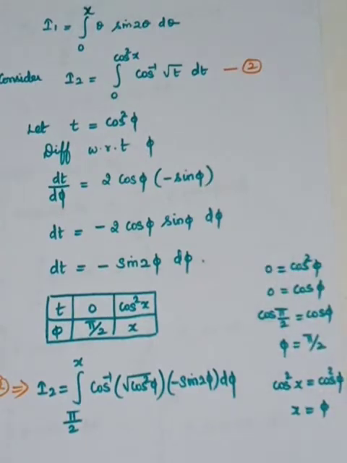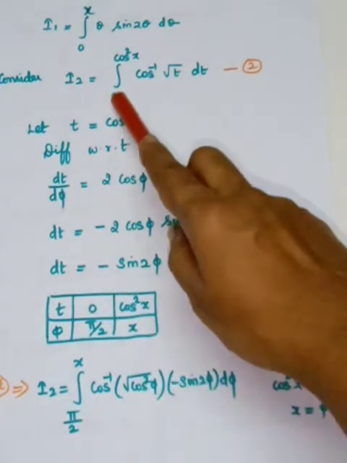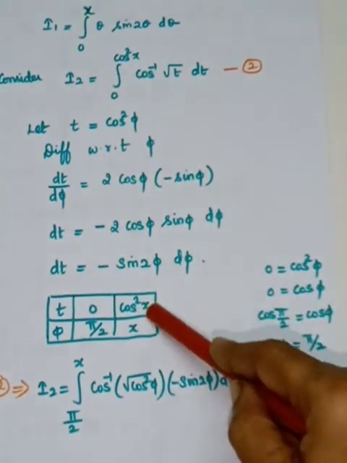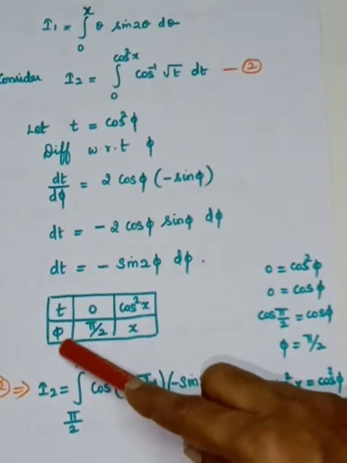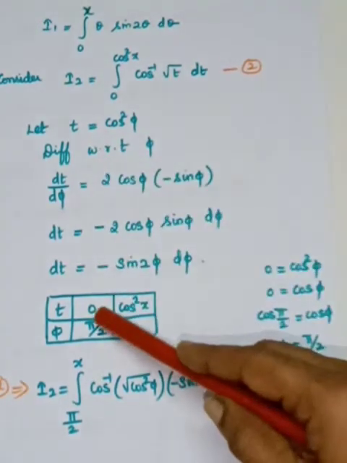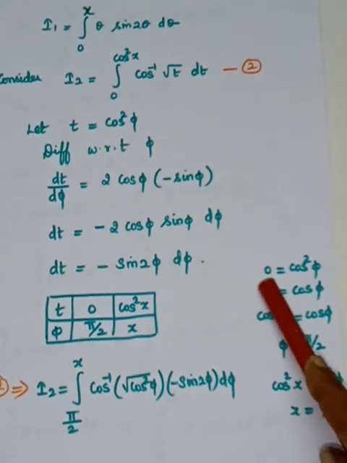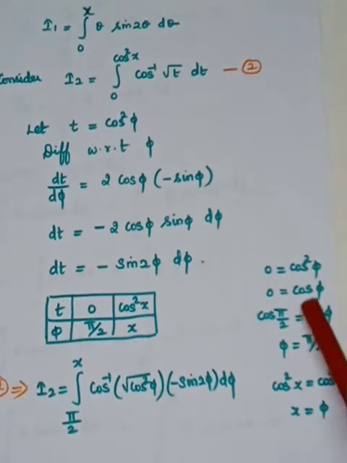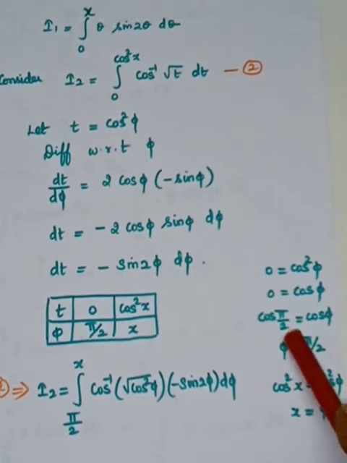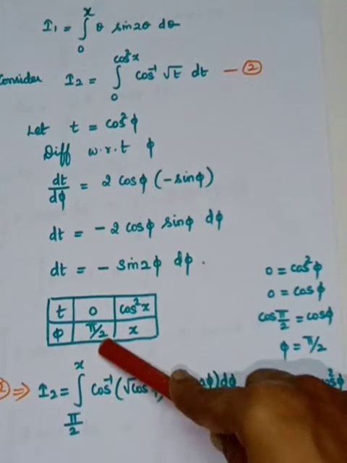So next, what is needed? You have to change the limits also. The limit is in terms of t, so the lower limit is 0 and the upper limit is cos squared x. So you have to convert the limits in terms of phi. When t is equal to 0, if you substitute t as 0, 0 is equal to cos squared phi. So cos phi is equal to 0. Cos of which value is 0? Cos pi by 2. So phi is equal to pi by 2. When t is equal to 0, your phi is pi by 2.